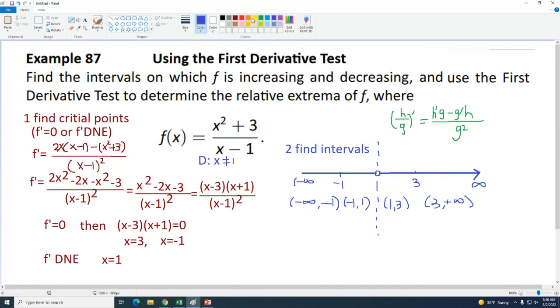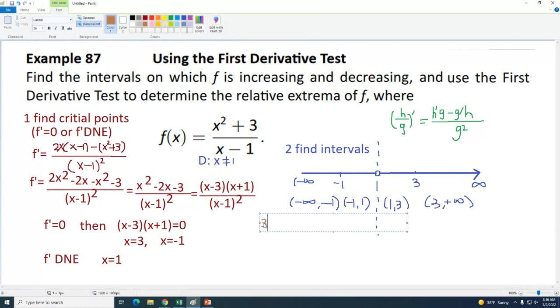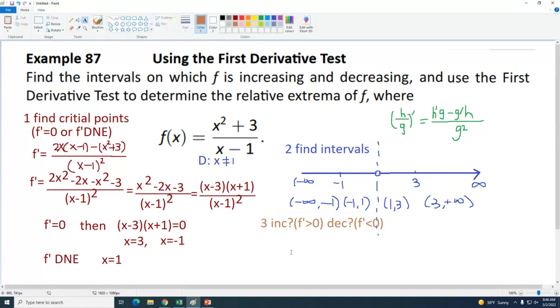Now let's see step 3. In step 3 we are going to find increasing and decreasing. So we're going to try to tell for each interval, is it increasing, meaning the derivative is positive, or is it decreasing, meaning the derivative is negative? So we're going to ask those questions by looking at each interval one by one. For example, we're going to start with the first interval, that is negative infinity to negative 1.